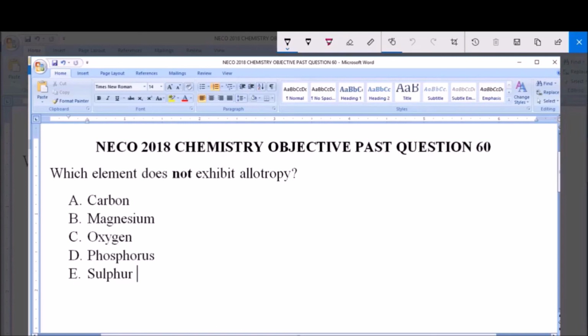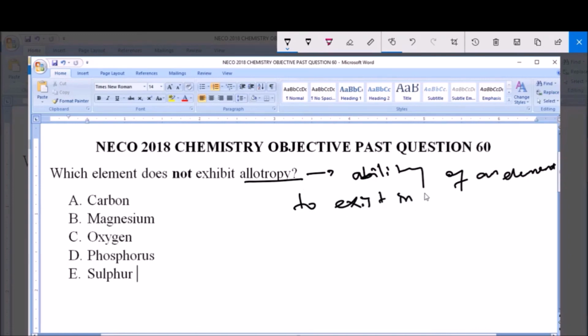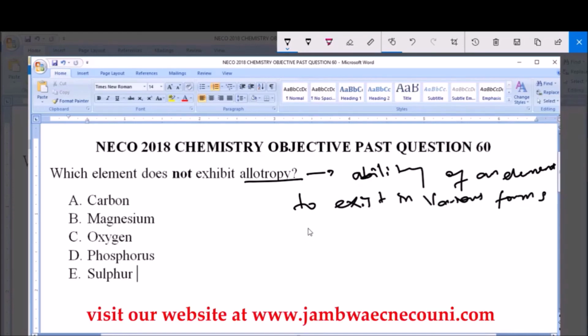Which element does not exhibit allotropy? A, Carbon, B, Magnesium, C, Oxygen, D, Phosphorus, and E, Sulfur. So we are asked for the element that does not exhibit allotropy. Now allotropy is a phenomenon, or we can say it is the ability of an element to exist in various forms but in the same physical state.